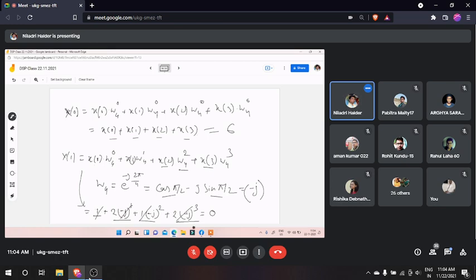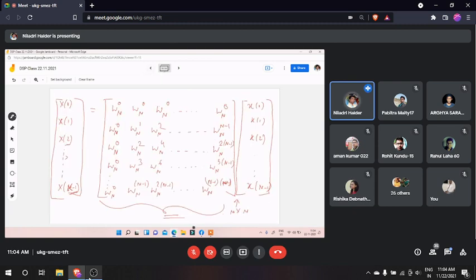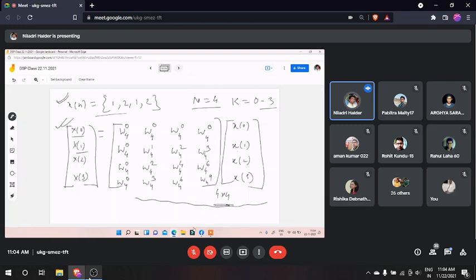Okay, so instead of writing the equations, if you simply write that code, that single code can solve all the problems related to discrete Fourier transform. Clear or not?